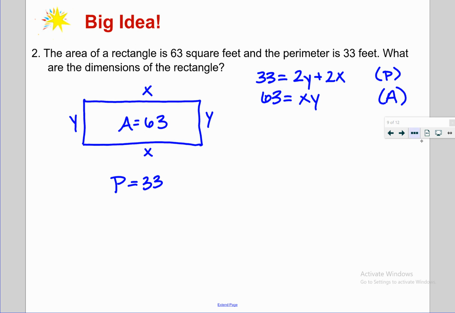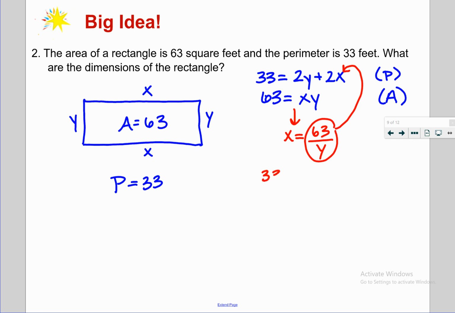Let's get the x or the y in the bottom equation alone. Let's get the x alone. So if I got the x alone, it would be x equals 63 divided by y. I have to divide both sides by y. Okay. Then I'm going to plug that into the top equation for x.